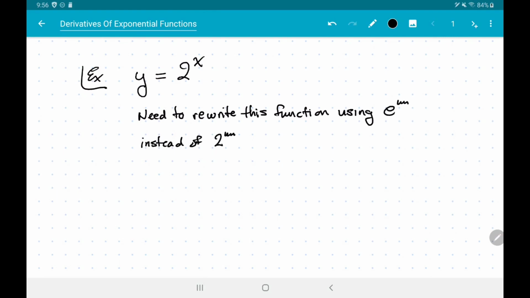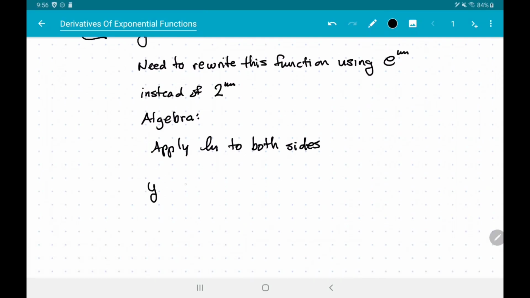Now how are we going to do that? We're going to need to do some algebra. The first step is to apply ln to both sides. Okay, so I have y equals 2 to the x. I'm going to apply the ln function to both sides. And again, I am not multiplying by ln. ln is a function. It isn't a number by itself. ln applied to a number results in a number, but ln is a function.